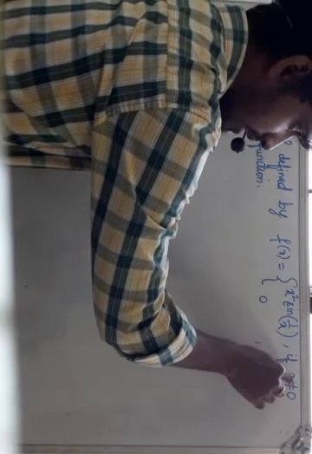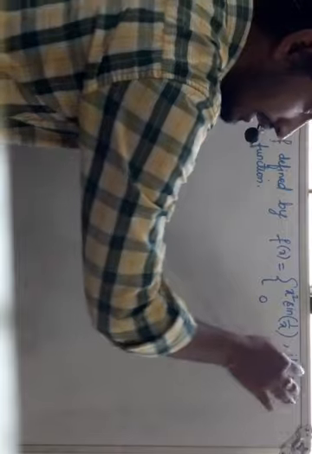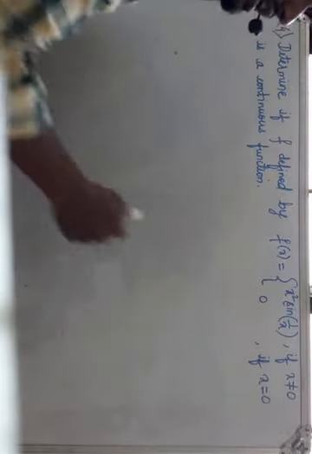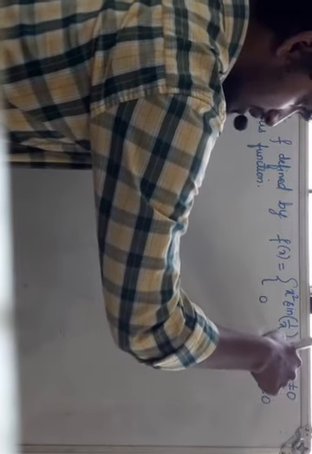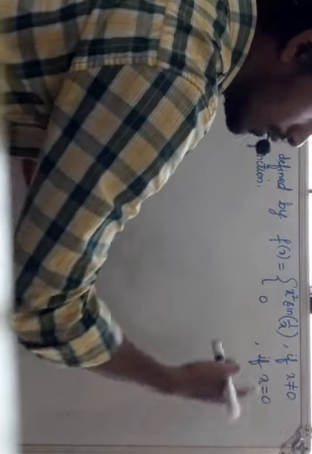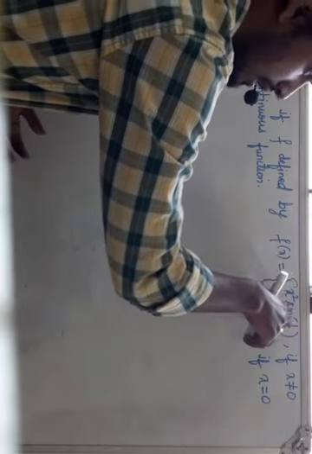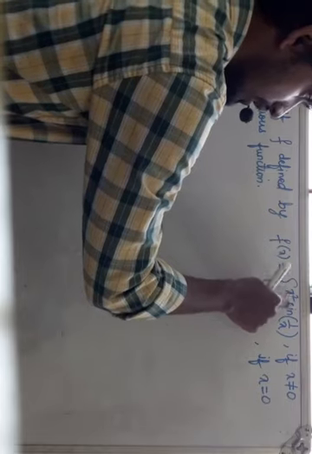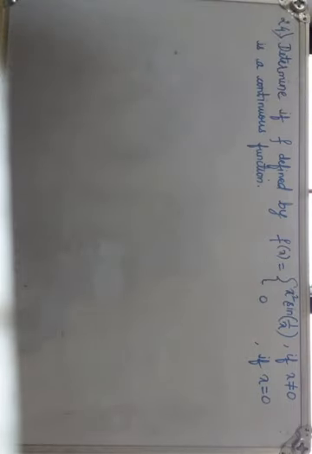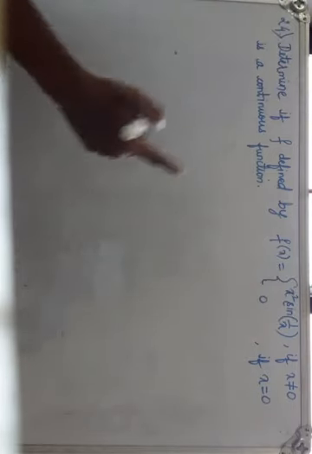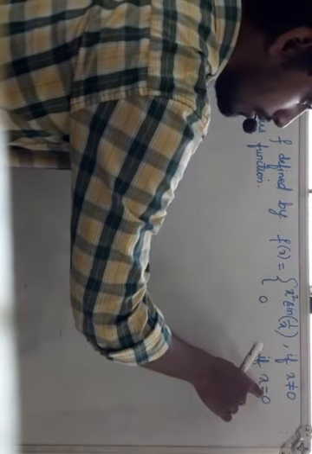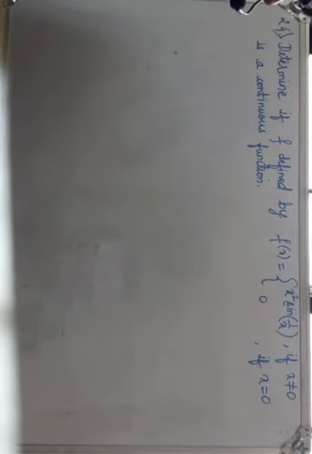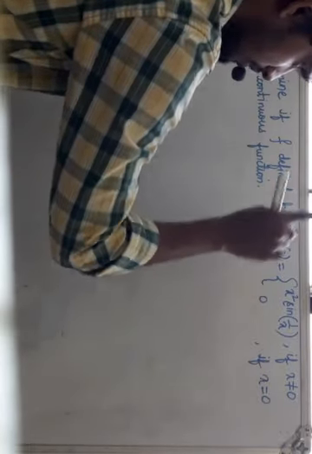In the first branch, x is not equal to 0 implies either x is less than 0 or x is greater than 0. If you give any input which is either less than 0 or greater than 0, the output of the function will be x square into sine of 1 by x. But if the input is exactly equal to 0, then the output is 0.